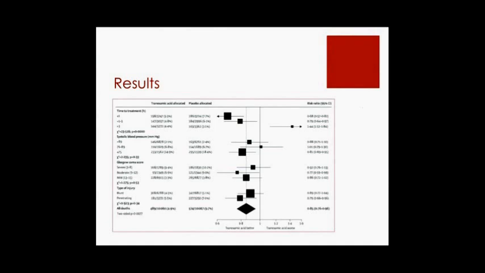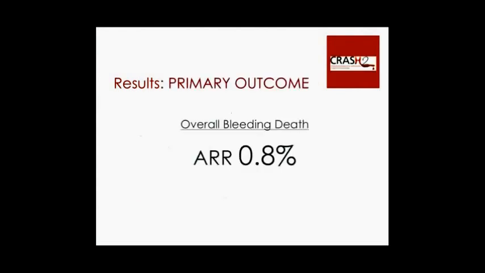For those that like more of a visual, look up at the top. You'll see that within 3 hours, strong signal for benefit, and after 3 hours, strong signal for harm. And again, it seems to imply that the sicker patients seem to do better, seem to gain more of the benefit from TXA. The overall bleeding death absolute risk reduction was 0.8% when you received TXA.